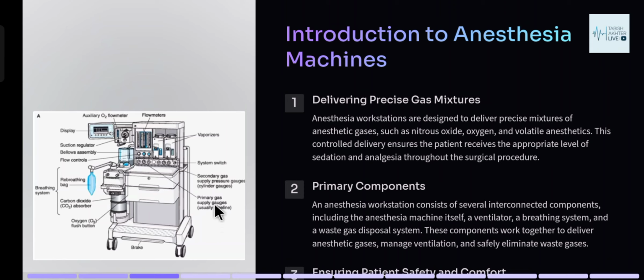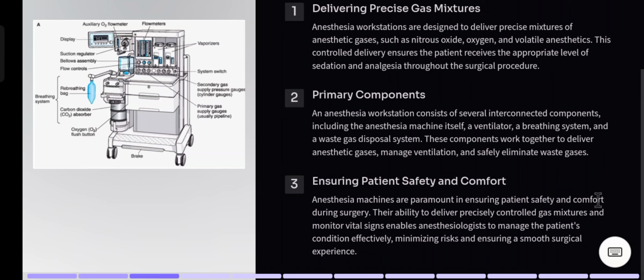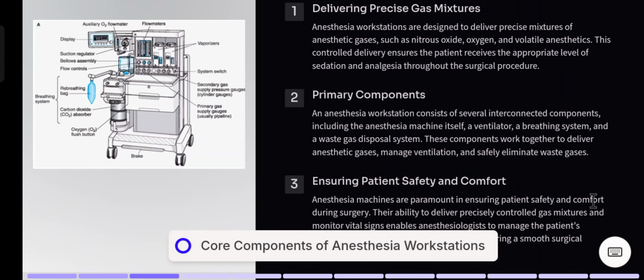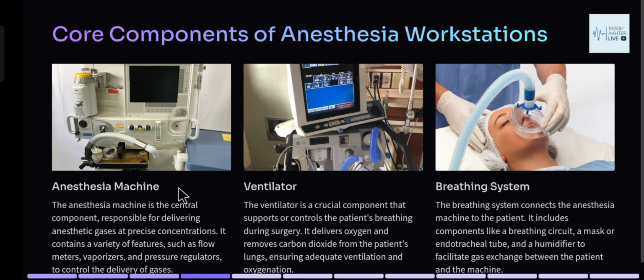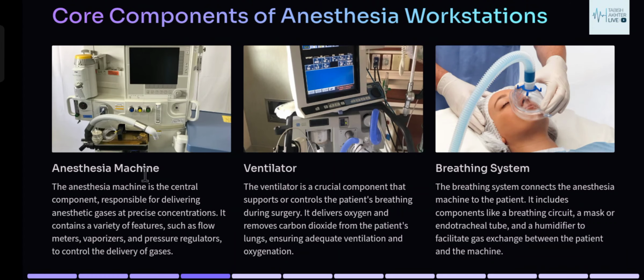15. Secondary gas supply pressure gauges, cylinder gauges. Gauges that monitor the pressure of gases supplied from backup cylinders, ensuring there is sufficient pressure for use if the primary gas supply fails. Slide 3. Core components of anesthesia workstations. Anesthesia machine. The central component, responsible for delivering anesthetic gases at specific concentrations using features like flow meters, vaporizers, and pressure regulators.